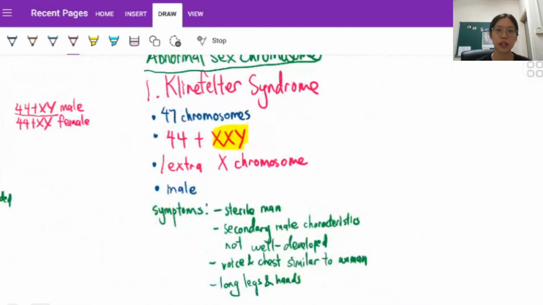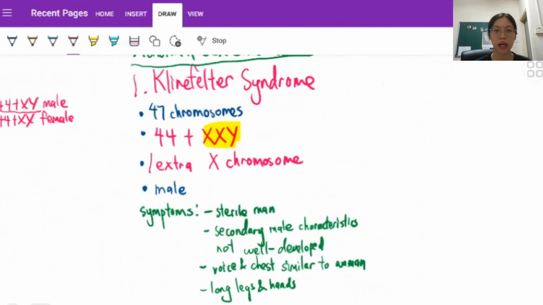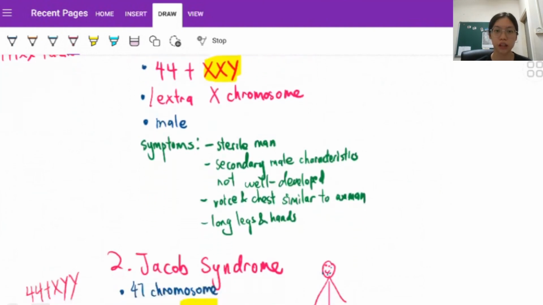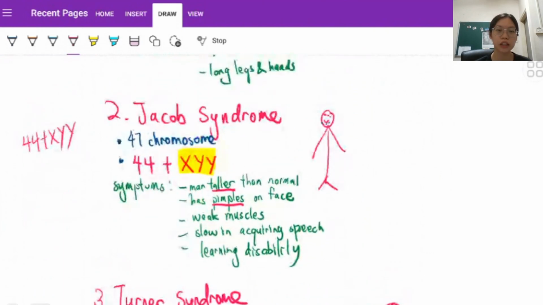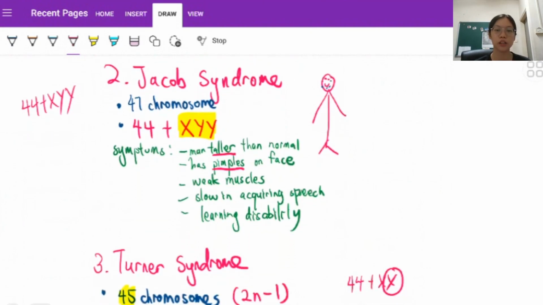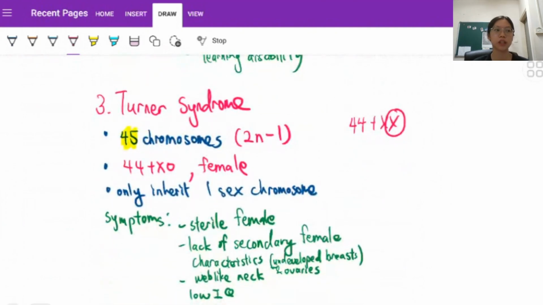Klinefelter is XXY. So with the extra X, the guy becomes more girlish and has not well developed secondary male characteristics. What about this Jacob syndrome? Supposedly a guy is supposed to have XY, but he got an extra Y, so he tends to be taller and has pimples on his face. And Turner syndrome, because it lacks one X chromosome, has not very developed secondary female characteristics.